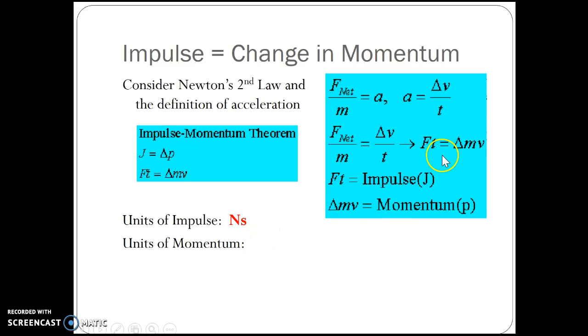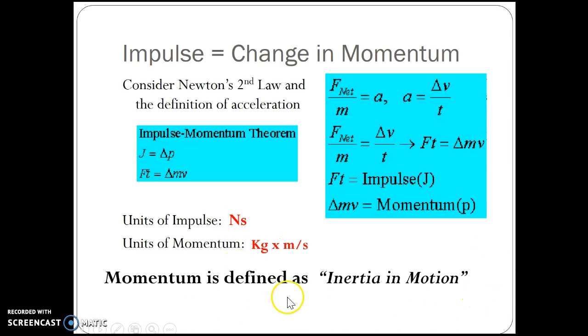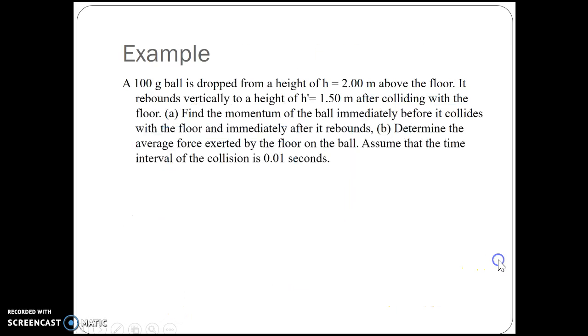So my units for impulse, force multiplied by time, is newtons times seconds. The units for momentum, mass times velocity, that's a kilogram times a meter per second. These units are equivalent, right? A newton is actually a kilogram times a meter divided by a second squared. So if I multiply a newton by another second, I lose the second squared on the bottom. So those are the units, and they both mean the same thing. And so again, we're going to define momentum as inertia in motion, or mass that's moving.